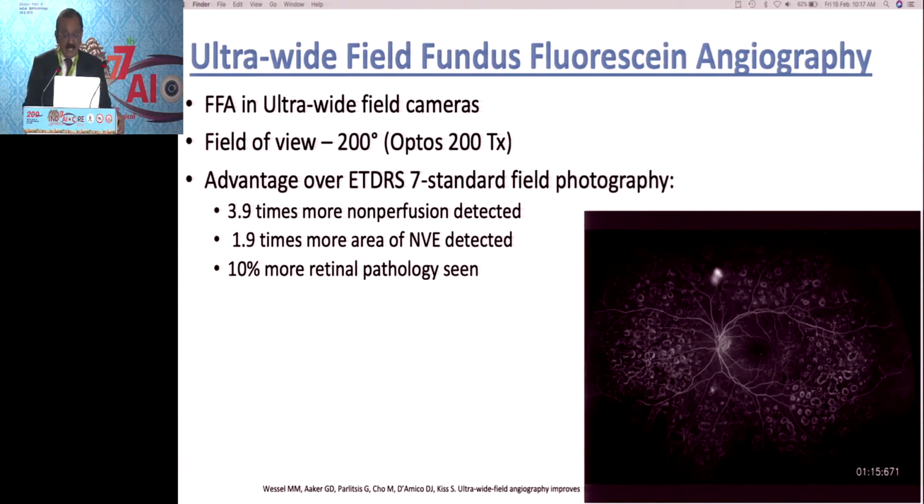Of course, then came the ultra-wide field fluorescein angiography, which showed there was a 3.9 times more non-perfused areas detected when you were doing this wide field, and 10% more retinal pathology was seen in these cases.